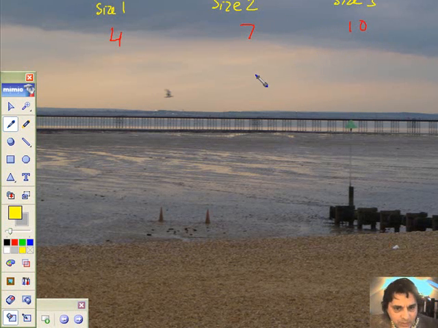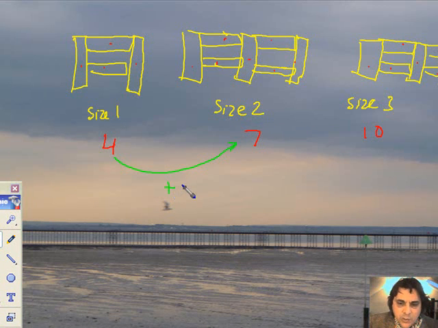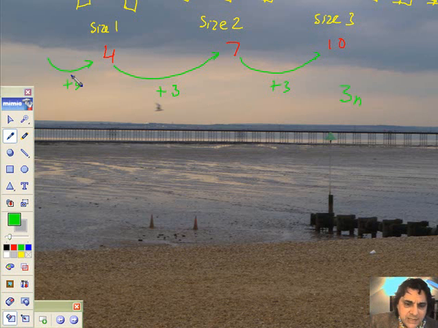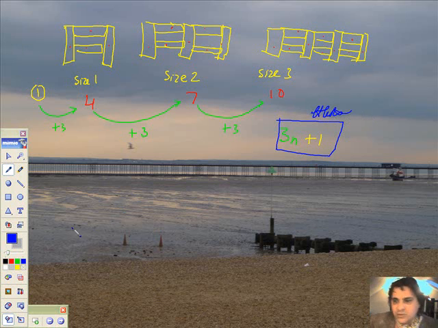Done. Write a formula for the number of pieces of wood that are needed for a fence of any size. In other words, the nth term. Now look, do you remember this? From 4 to 7 we go plus 3. From 7 to 10 we go plus 3. So straight away I know it's a 3n rule. Now do you remember this? Get the 0 term. What number plus 3 makes 4? Answer 1, because 1 plus 3 makes 4. So the rule is 3n plus 1. Put that in a blue box and sign it off as good.